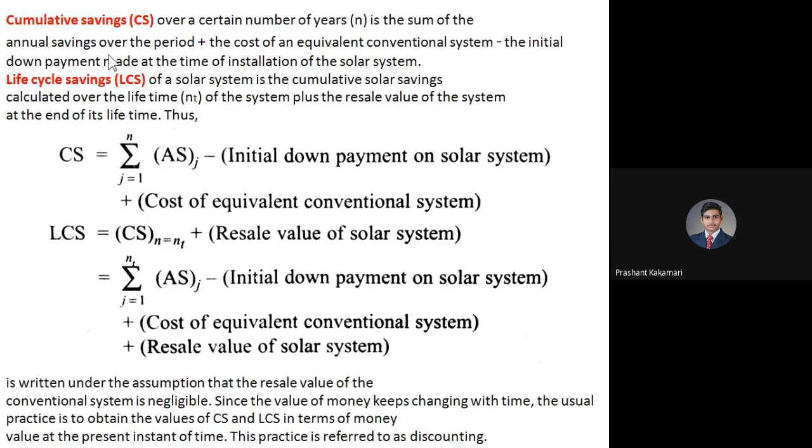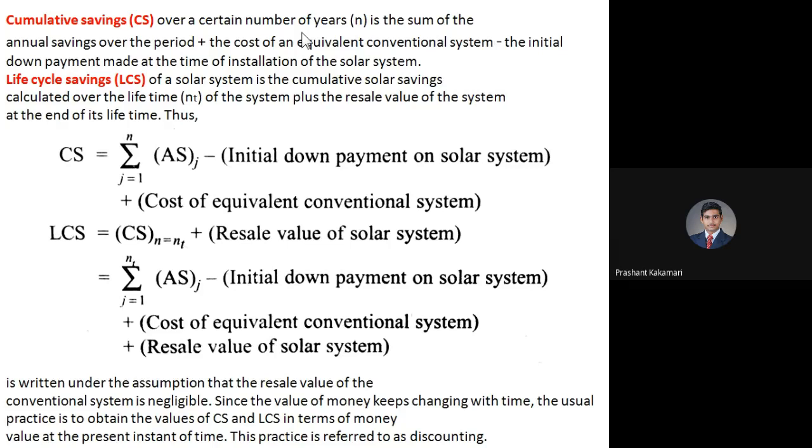Say for example, one battery system connected in home, or I have connected the home itself to the grid connection, or in place of an electrical vehicle, I would have used a petrol engine or petrol vehicle itself. So that is the cost of that equivalent conventional system, minus the initial down payment made at the time of installation of the solar system. Because whenever you take any vehicle, there will be a down payment. If the cost is very high for a person, he can pay the down payment and later pay with interest in equal installments.